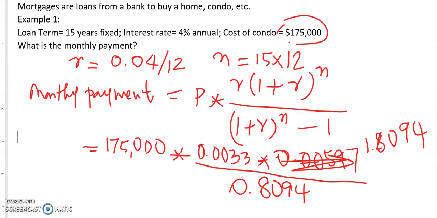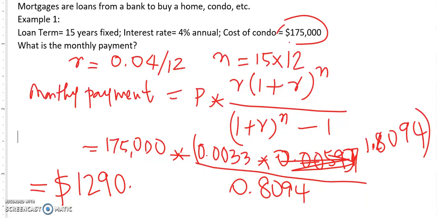So 175,000 times 0.0033 times 1.8094 divided by 0.8094, and that I get a value of 1290.77. Again, depending on how you round up, this number might be different, this number might be different, and this number might be different for sure. But if you round off the right way like I did, then you'll get 1290.77.